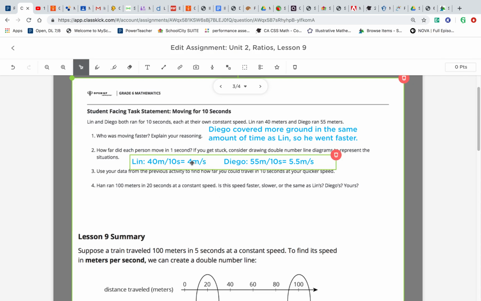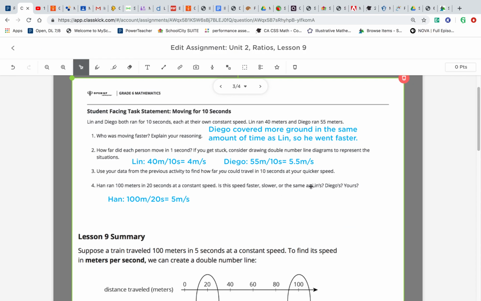We know that Lynn was 4 meters per second. Diego is 5.5 meters per second. So how many meters per second is Han? Well, we have to do the same thing we did with the others. We have to take the number of meters they traveled. In this case, it's 100 for Han. And we have to divide it by the amount of time that he used to travel that distance. So in this case, it was 20 seconds. So when we work that out, we're going to have 100 divided by 20, and that's going to be 5 meters per second. So who was faster?